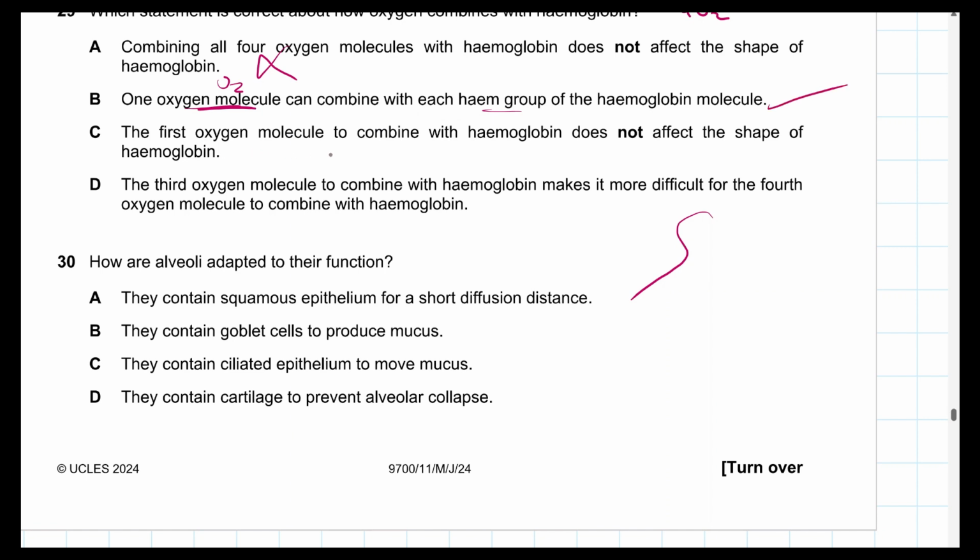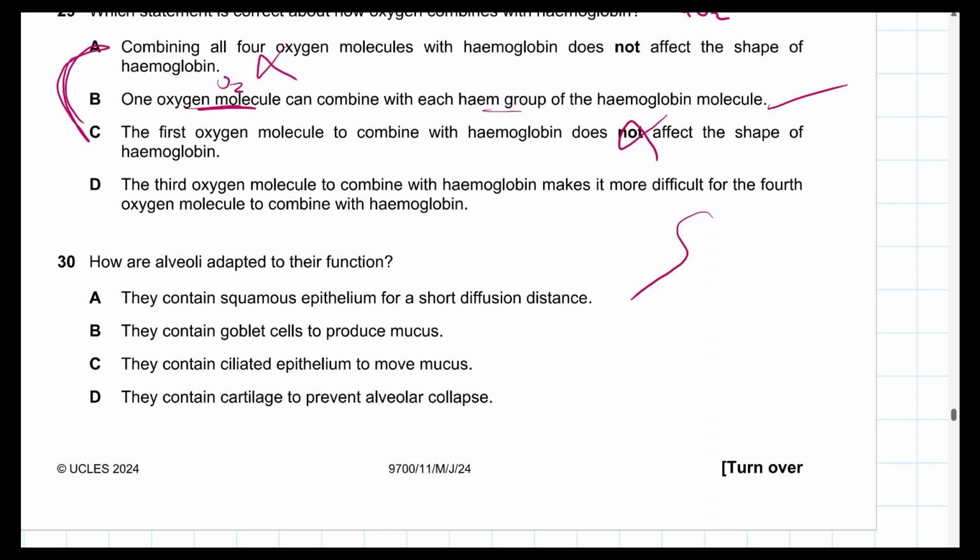C, the first oxygen molecule to combine with hemoglobin does not affect the shape. Now this is incorrect because of the allosteric effect that we spoke about. When the first oxygen molecule combines with hemoglobin, this makes it easier for the next oxygen molecules to bind, and this is called the allosteric effect, changing the overall shape. Therefore, these two must be incorrect.